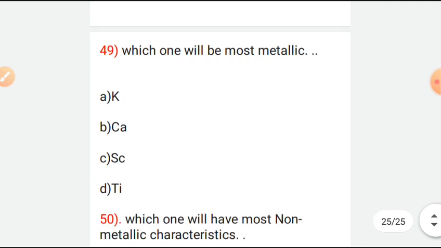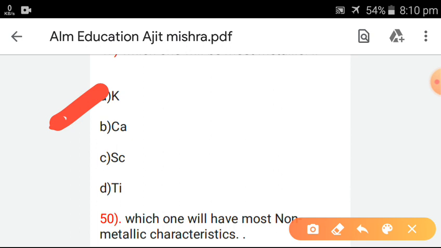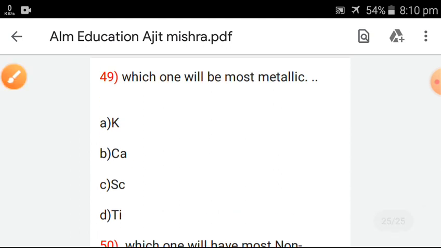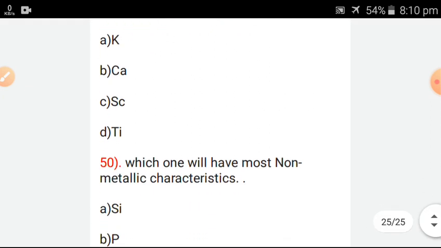Which one will be the most metallic? Option A, potassium. B, calcium. C, scandium. And D, titanium. The answer will be option A, potassium. Because when you move across the period from left to right, the atomic size decreases, so the metallic property decreases. So in the given options, potassium will have the most metallic property.